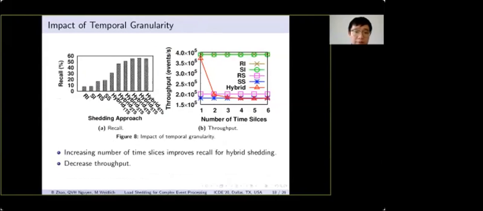Next, we investigate the impact of temporal granularity. The increasing number of time slices improves recall for hybrid shedding, but it significantly decreases the throughput.